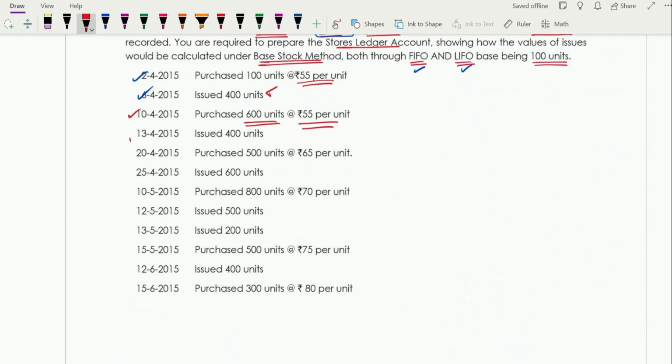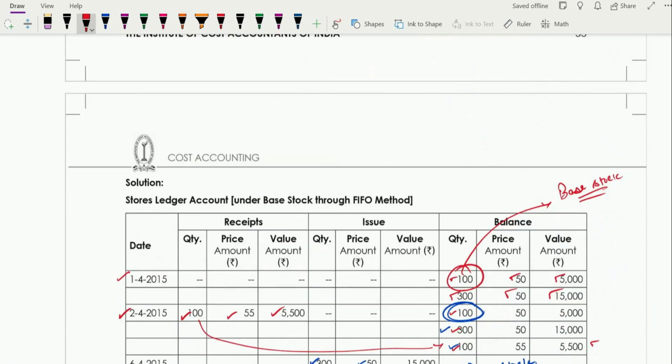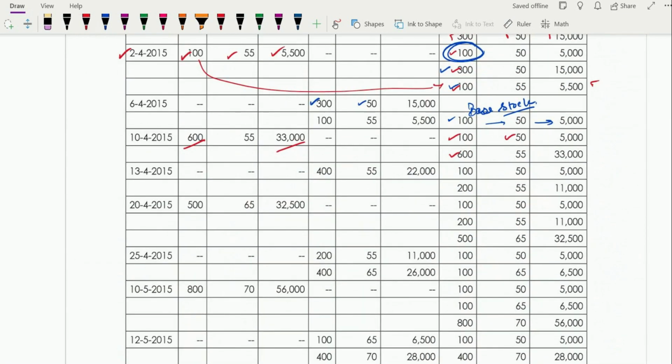On 13th of April, you are issuing 400 units. Now be very careful. When you issue 400 units, you will issue from the 600 units, and the base stock you are not going to touch. So you will issue 400 at 55. What is left? The balance stock is 100 units, the base stock, plus 200 units at 55.